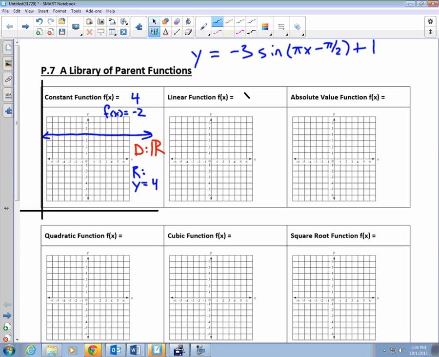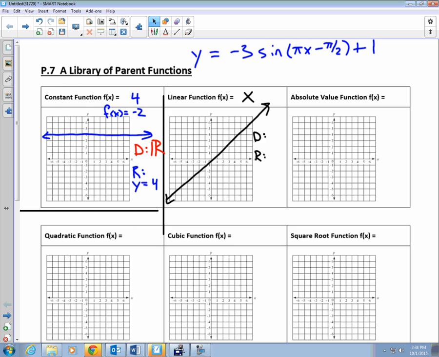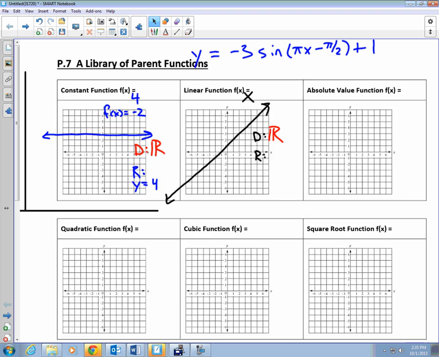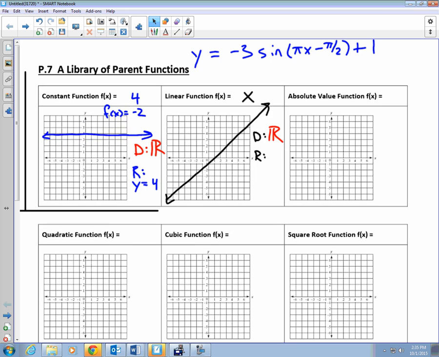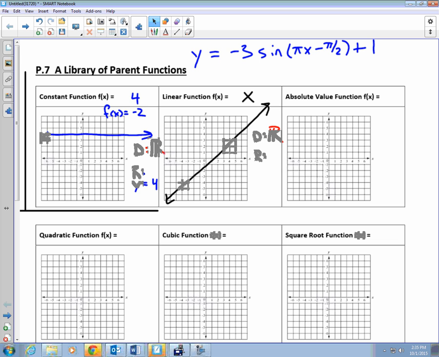Let's look at a linear function. The graph of x looks like this. Let's try my domain. Does it cross? What's the domain going to be? All reals. How about the range? All reals.